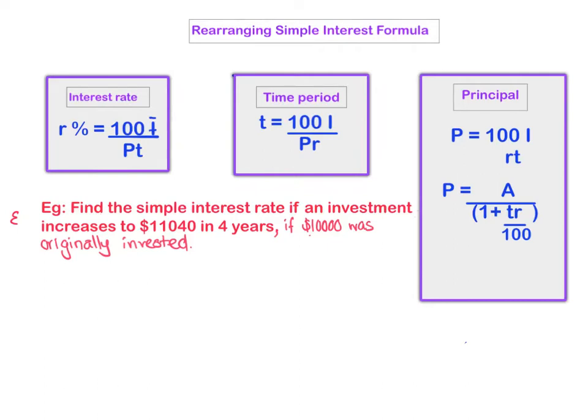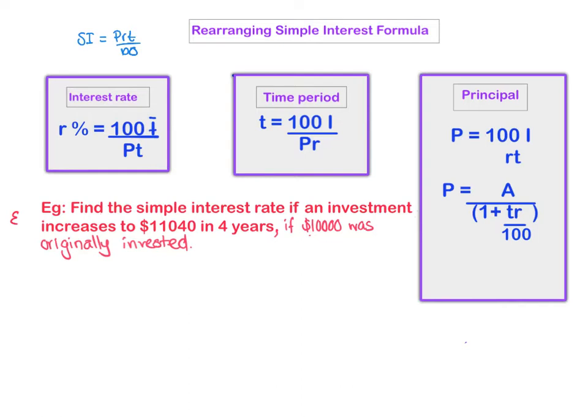Okay, today we're going to look at the simple interest formula, but rearranged so that we can find other things, given that we're given some of the other things. So what I mean by that, we saw yesterday that simple interest equals PRT over 100, so the principal times the rate times the period of time over 100.